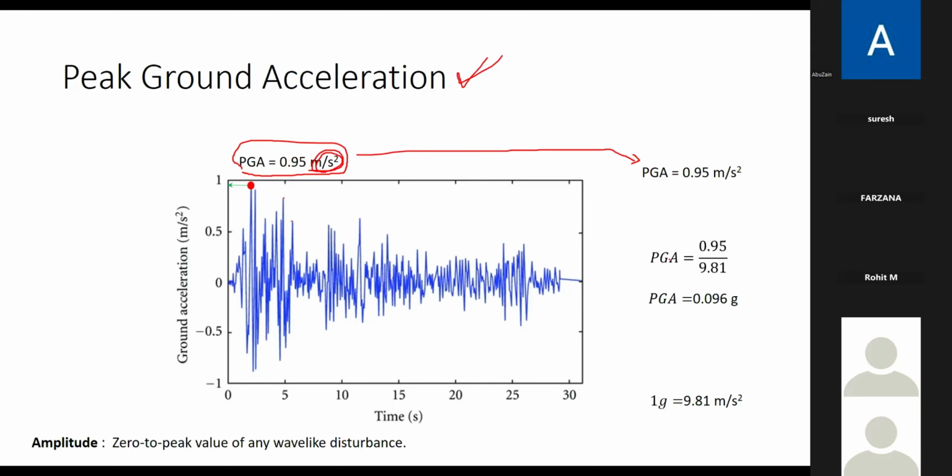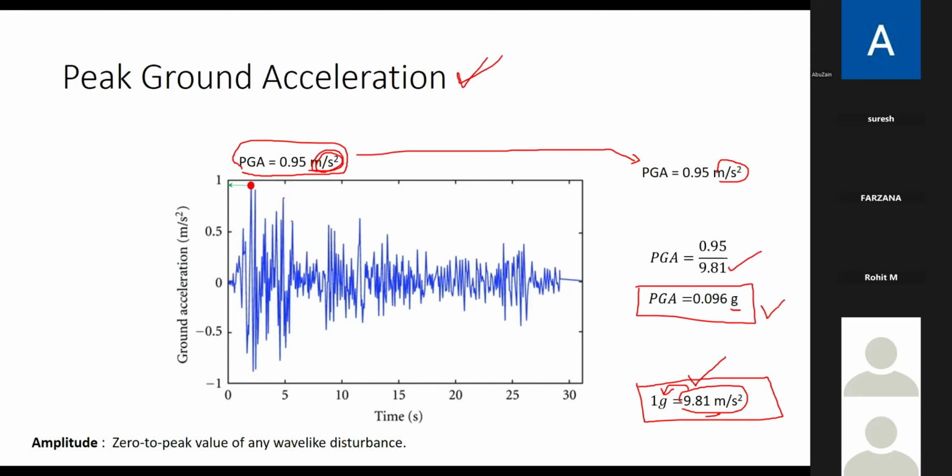But for this PGA, they don't want to mention it in meter per second square. They like to mention it in g. So 1 g is 9.81 meter per second square. This we got from Newton's law. In the physics lab, using the simple pendulum experiment, we find the acceleration on Earth is 9.81 meter per second square. So we say this 9.81 acceleration is 1 g. So I divide by 9.81, and I get my peak ground acceleration in terms of g.